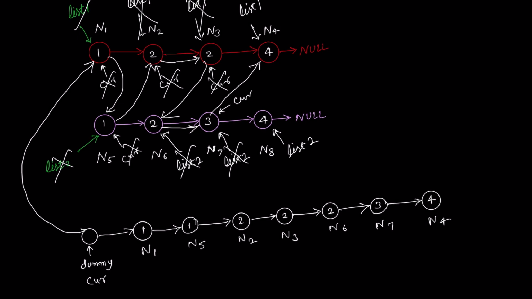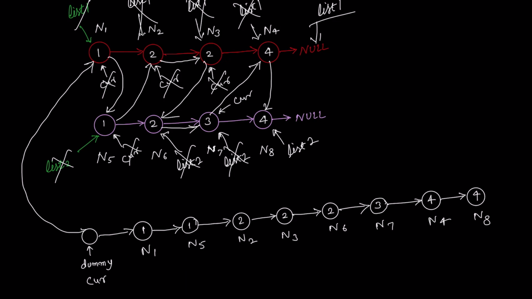And list 1 will now point to null. It's gone. So only until list 1 is there, we will compare. Okay, so list 1 has gone. Now for list 2, its last item is this one, 4. So this is n8. So from 4 to here. So see, now this is sorted.